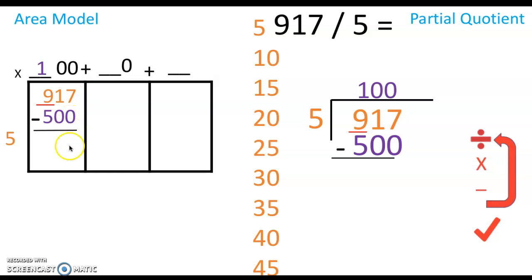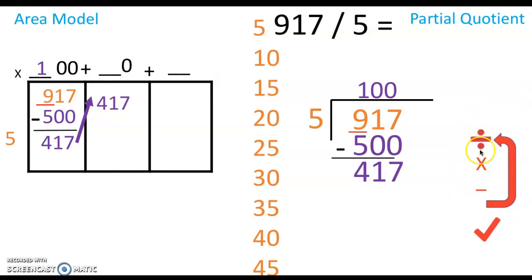7 minus 0 is 7. 1 minus 0 is 1. 4 minus 5, or 9 minus 5 is 4. Whew. That gives us 417. If you're doing area model, you're going to bring that on up. Then we're on to what step?